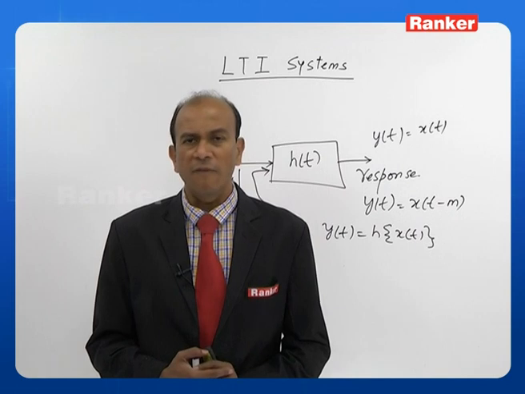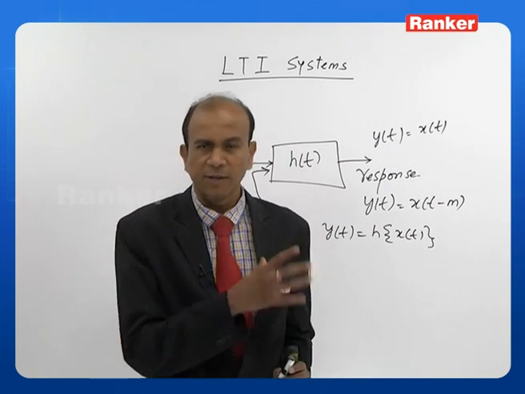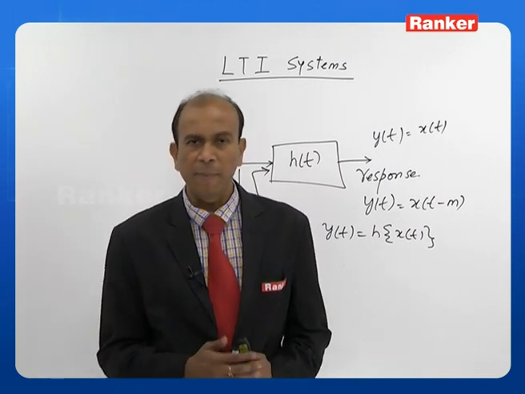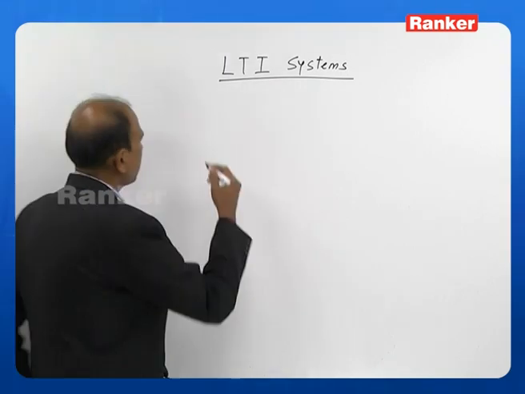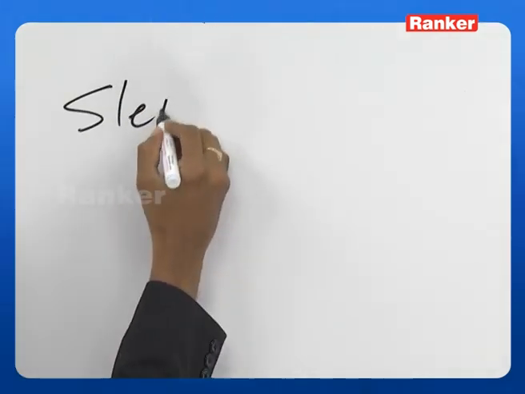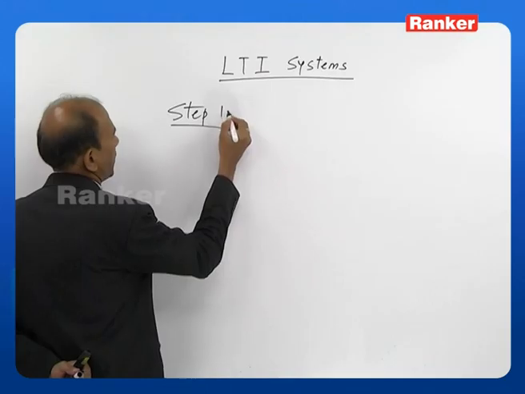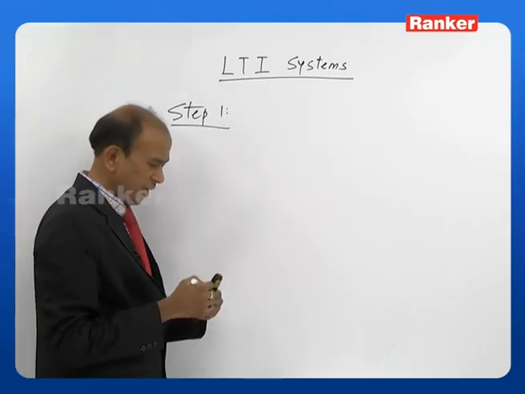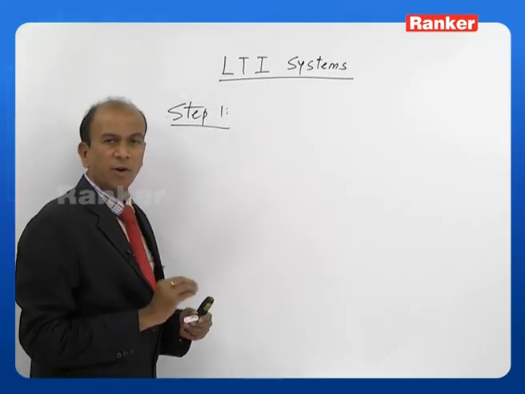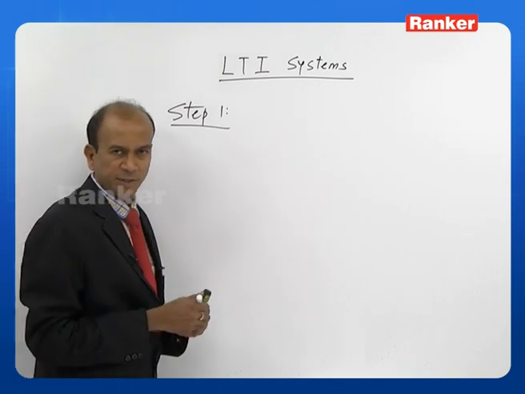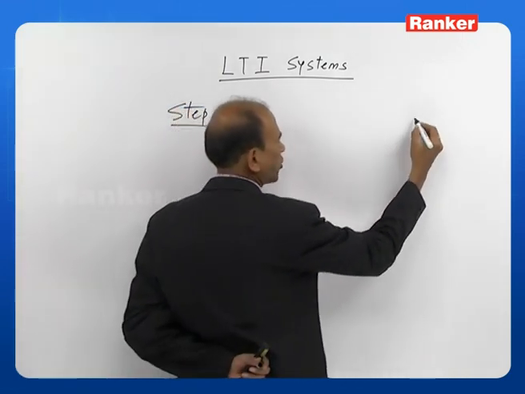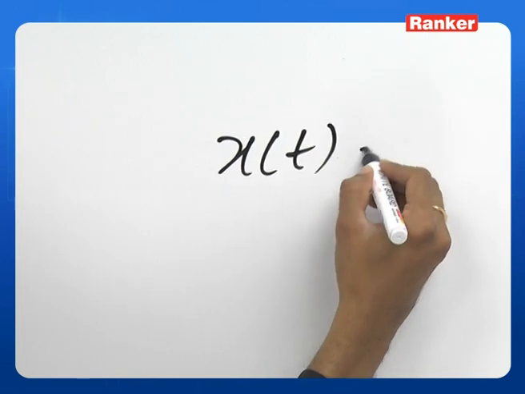invariance or variance. Let us just illustrate this a little so that you can understand this a little better. The first step. What is the first step? Step 1 says we should delay the input and find out the corresponding response of the system. So for us the standard is x of t is our input. This is my input.